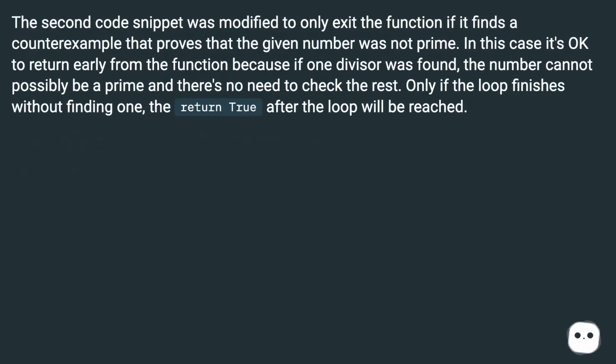The second code snippet was modified to only exit the function if it finds a counterexample that proves that the given number was not prime. In this case, it's okay to return early from the function because if one divisor was found, the number cannot possibly be a prime and there's no need to check the rest. Only if the loop finishes without finding one, the return True after the loop will be reached.